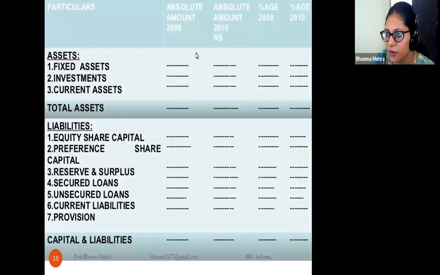This is the format of how we can prepare and solve the common size balance sheet. This is the absolute amount for 2009, the absolute amount for 2010, and the percentage for 2009 and the percentage for 2010. The assets are given: the fixed assets, investments, current assets. We have to put the amounts for 2009 and 2010 and calculate the percentage by taking the total assets as the base and dividing the fixed assets by it.